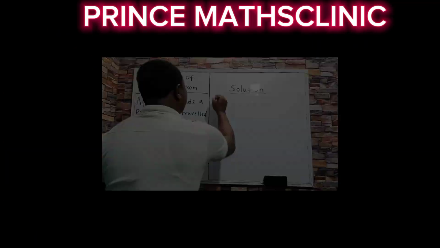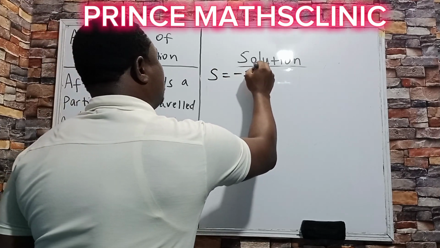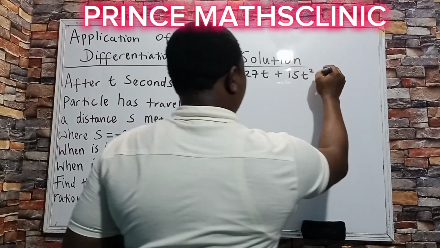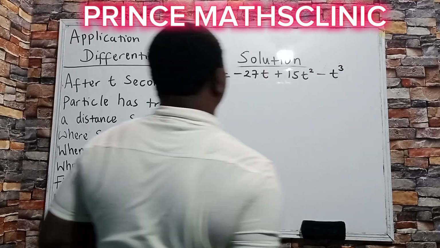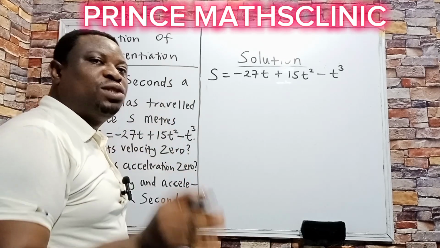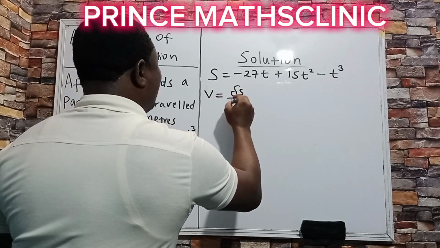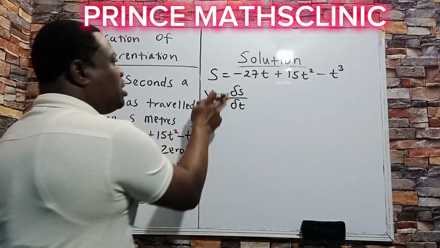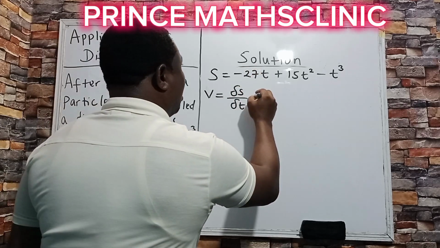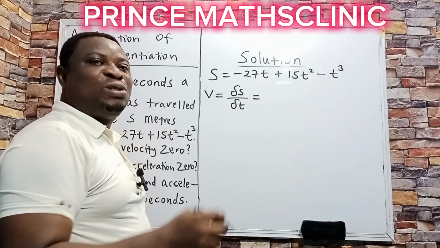Now, here we're given that s is minus 27t plus 15t squared minus t cubed. And we know that velocity is change in distance over change in time. So v will be ds over dt. So it means I'm going to differentiate s with respect to t. And if I differentiate minus 27t, I'm going to get minus 27.